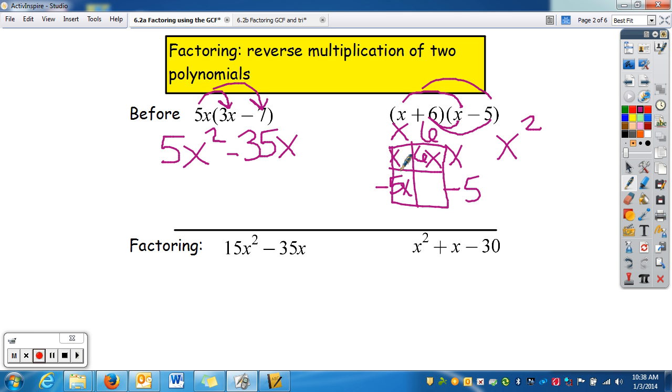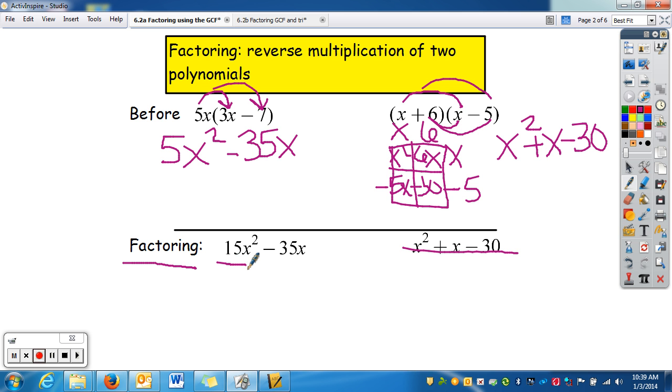Remember, this is x squared. And then you get negative 30. So you get x squared plus x minus 30. So this is when we're multiplying them out. So down below we are factoring. Factoring is asking what two things multiply together give us that. And we're only going to focus on the first one today, and that's factoring by GCF.